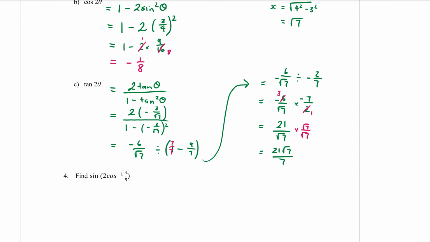And there is yet more cancelling. 21 divided by 7 is 3. So my final answer, and most simplified answer, is 3 root 7. Phew, that was a bit of working out for that one, wasn't it? All right, on to question 4.